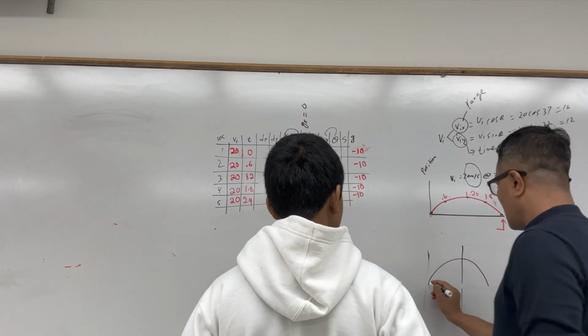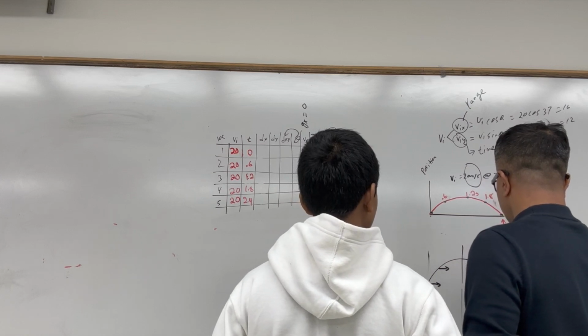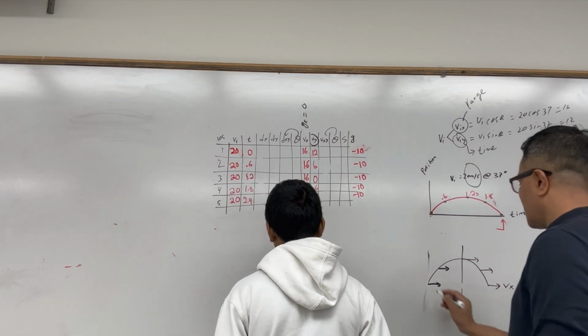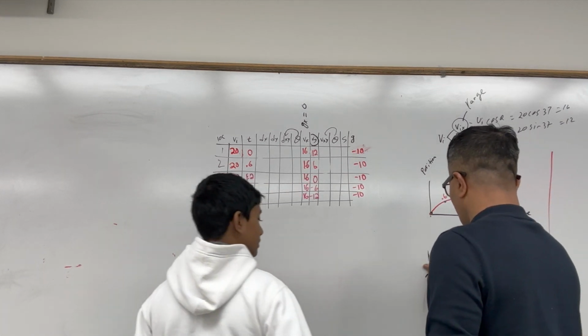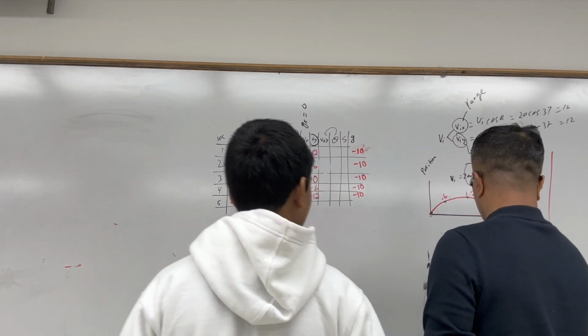tell me what is all 3 location? What is the name of this vector? This is velocity in the x direction. And what is the name of this vector? That's velocity in the y direction.